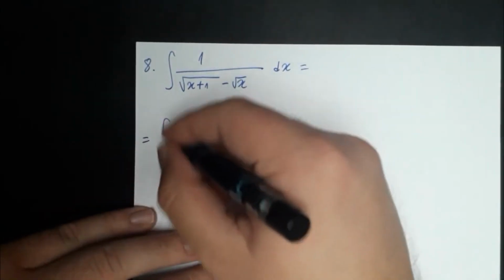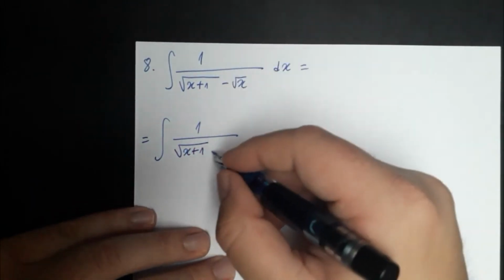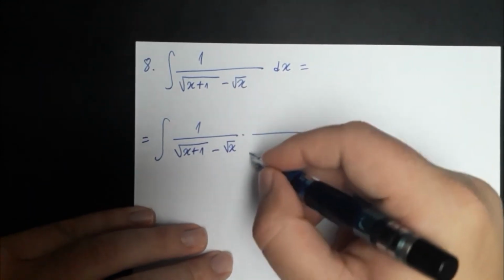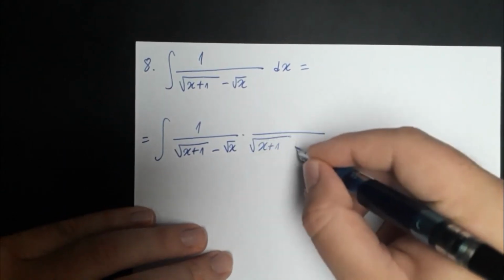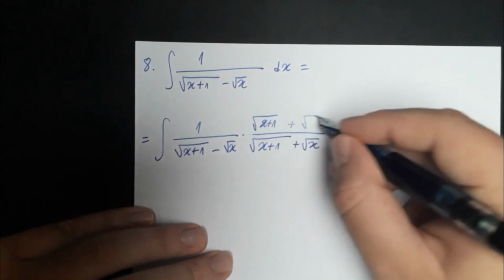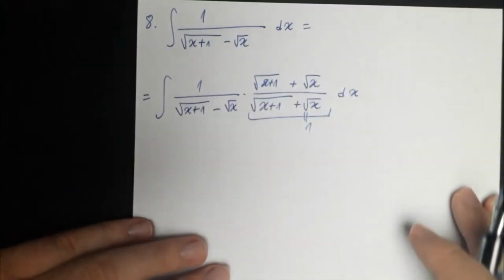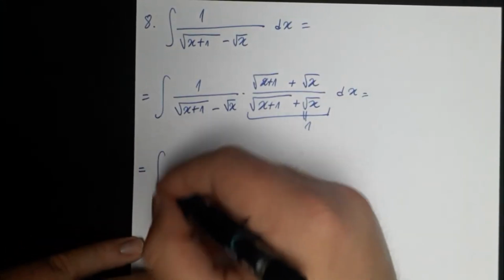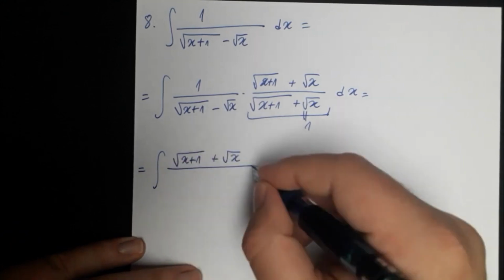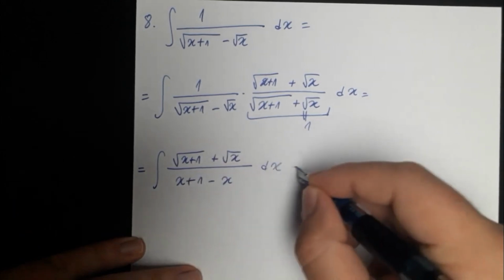Well, this integral we are going to solve by fractioning. 1 divided by square root of x plus 1 minus the square root of x, times square root of x plus 1 plus square root of x, and the same in the denominator, as this entire fraction is equal to 1. This is then going to be equal to an integral of square root of x plus 1 plus square root of x divided by x plus 1 minus x dx.